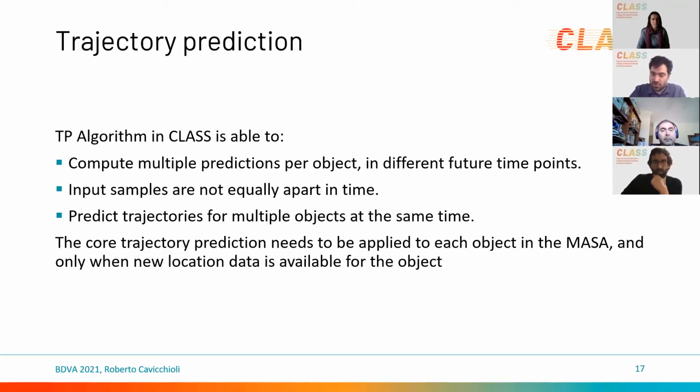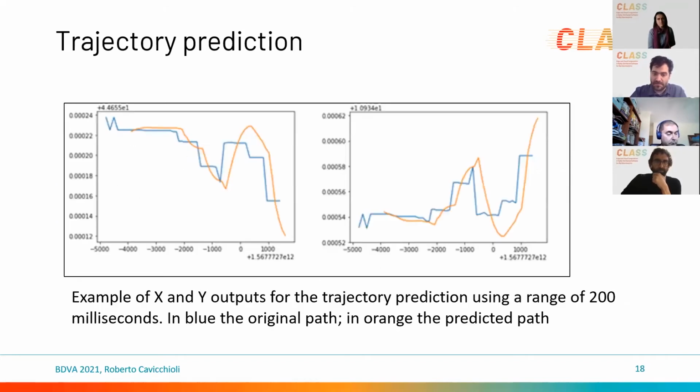Input samples are also not equally apart in time, because depending on the frame rate of the videos, their compression, and the time of arrival to the algorithm, it's difficult to have a constant delta in time to be updated in our algorithm. And also, we need to predict trajectories for multiple objects at the same time. So the core trajectory prediction needs to be applied to each object that we have in the MASA, and only when new location data is available for each of the objects.